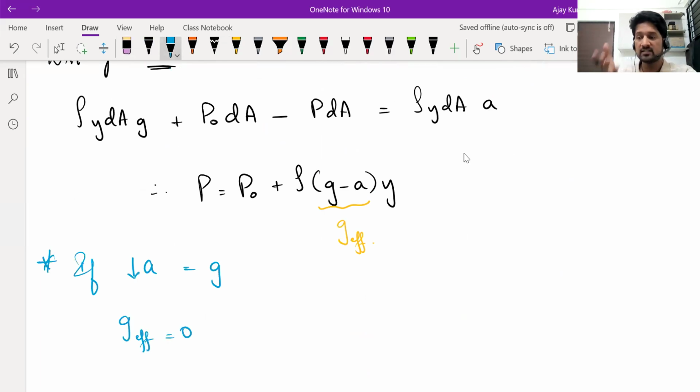Effective gravity zero means the liquid will feel weightless. If the liquid is weightless, then pressure won't vary from depth to depth. The equation also tells you the same thing. Pressure becomes P naught plus 0. That is P naught itself. Means the pressure everywhere will be same. So in a container which is, or in a liquid which is under free fall, pressure will be same everywhere because the liquid feels weightless.